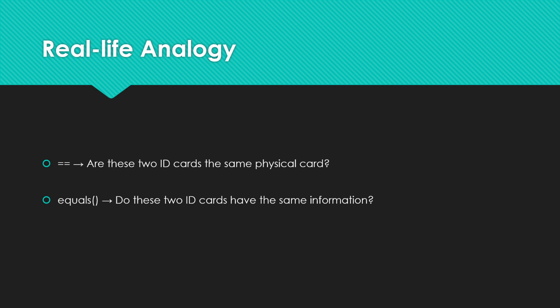Think of two ID cards. == asks, is it the same physical card? .equals() asks, do both cards have the same information printed? That's the difference between reference equality and content equality.